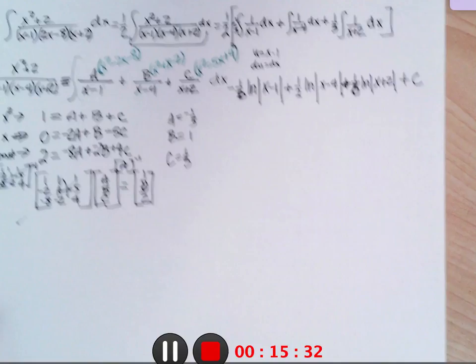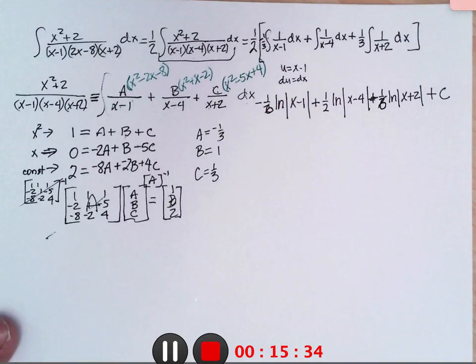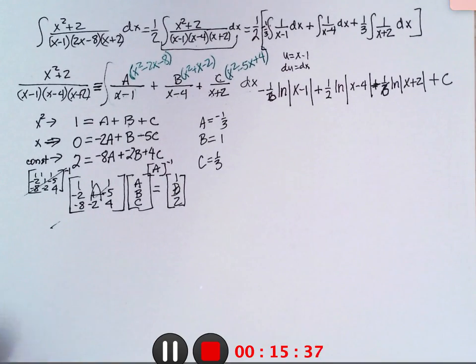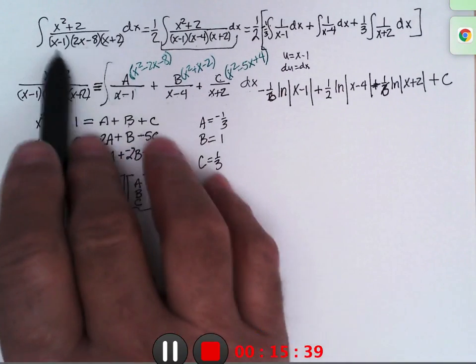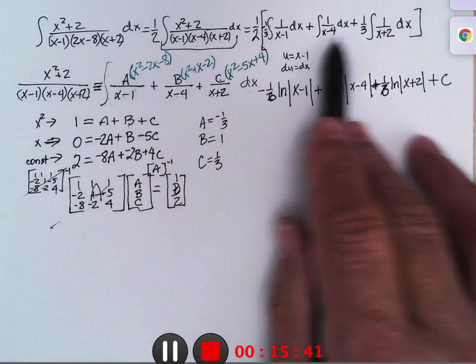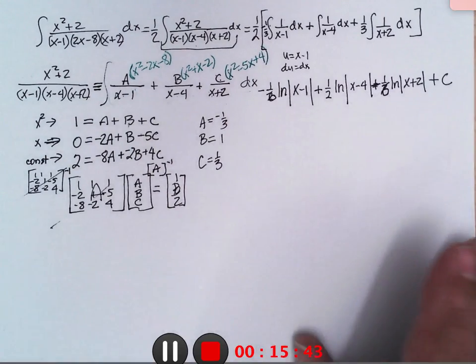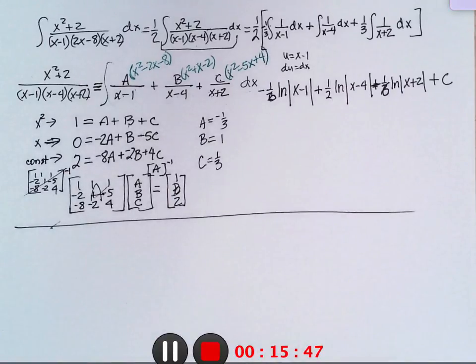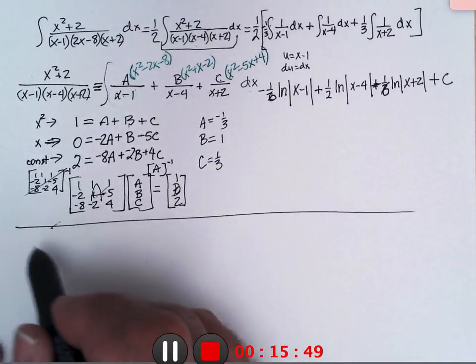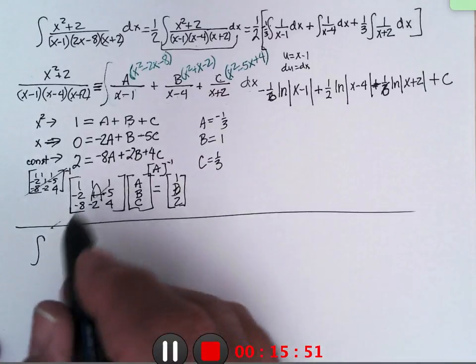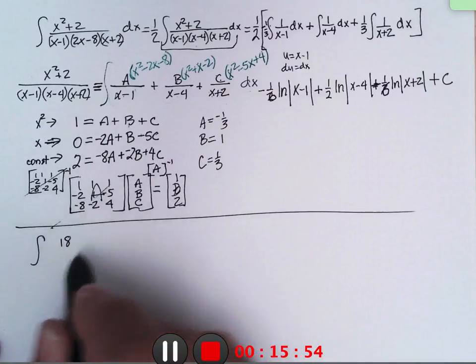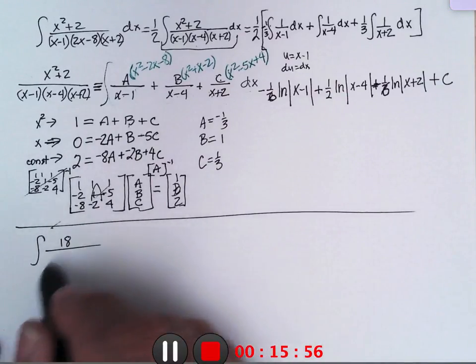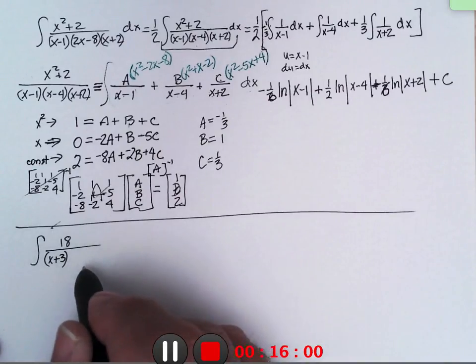So that's how we can use partial fractions to break up something that looks pretty ugly into simpler integrals that work out for us. All right, so we're going to do partial fractions again. The next one I'm going to do is the antiderivative of 18 over x plus 3 and x squared plus 9.